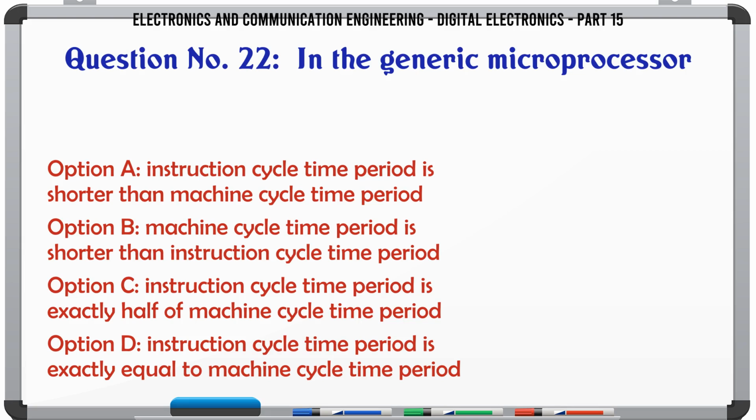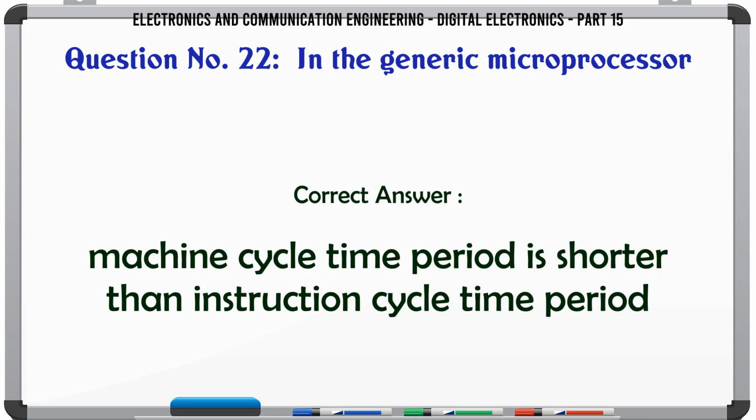B. Machine cycle time period is shorter than instruction cycle time period. C. Instruction cycle time period is exactly half of machine cycle time period. D. Instruction cycle time period is exactly equal to machine cycle time period. The correct answer is machine cycle time period is shorter than instruction cycle time period.